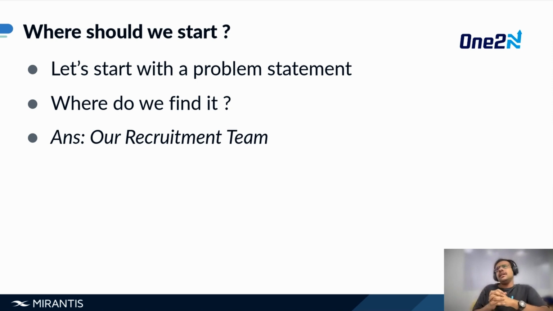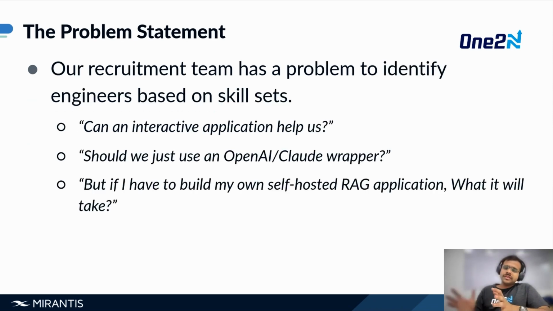So where should we start? This was important for us because if you're going to do a case study, you should have a real world use case. We wanted a real world problem statement. So where should we find it? Funny enough, the answer was with our recruitment team. The problem statement was that we wanted to identify engineers based on their skill sets. And we thought, okay, can an interactive application help us? Or can we go with some sort of an OpenAI or a Claude wrapper? And then we asked, if I have to build this as a self-hosted RAG application, what will it take?